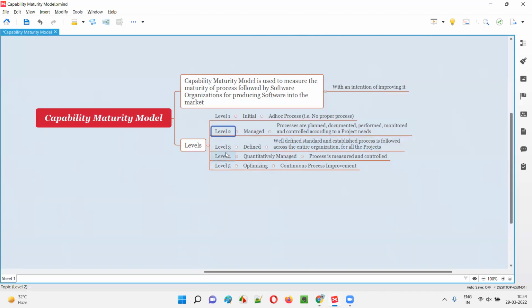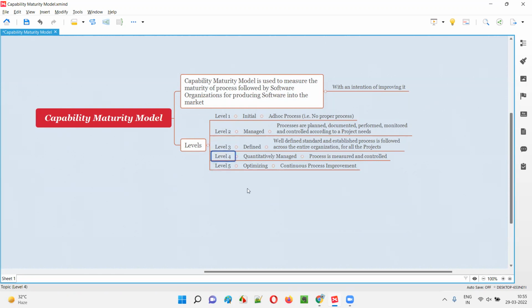That is the second level. Now coming to the third level, that is the defined level. A well-defined, standard, and established process. In the first level, no process, direct ad hoc process. In the second level, we have the process followed. But in the third level, a well-defined, standard, and established process is followed across the entire organization, not just a single project. All the projects will follow the same well-defined, standard, established process. Then we can call it level 3.